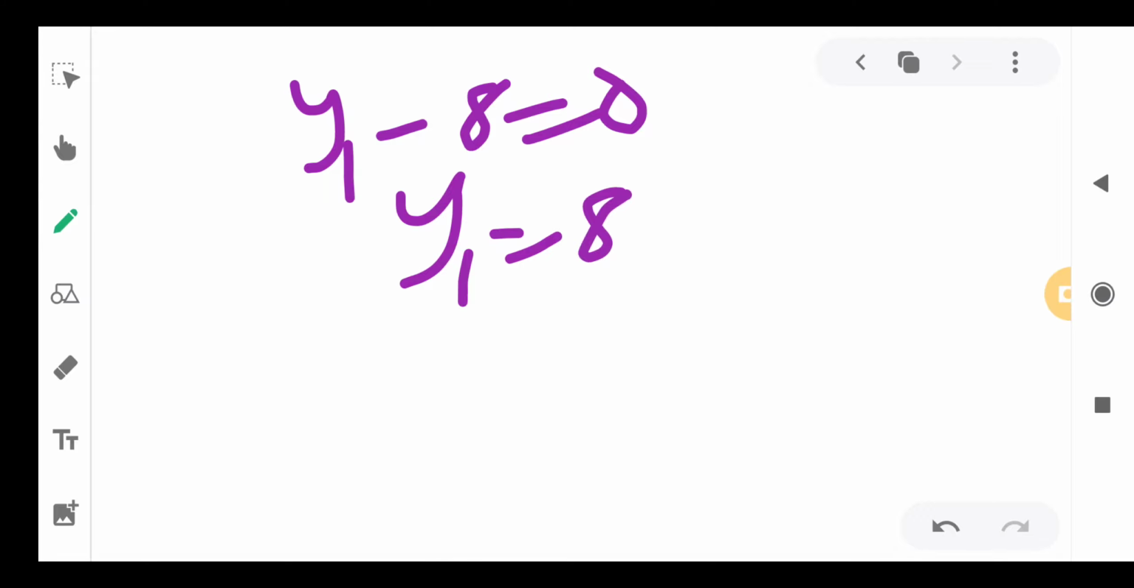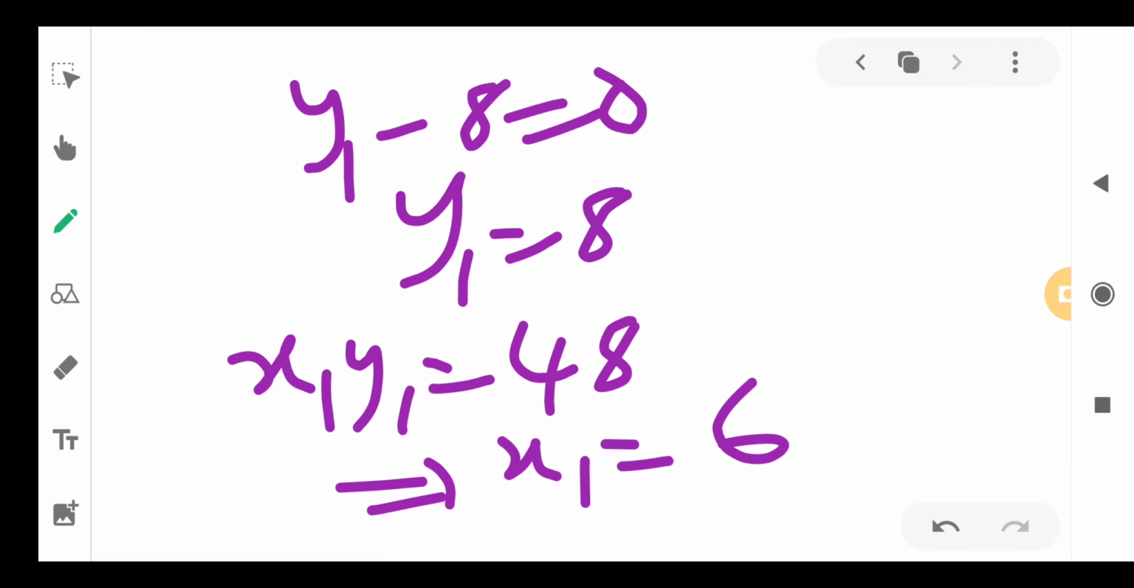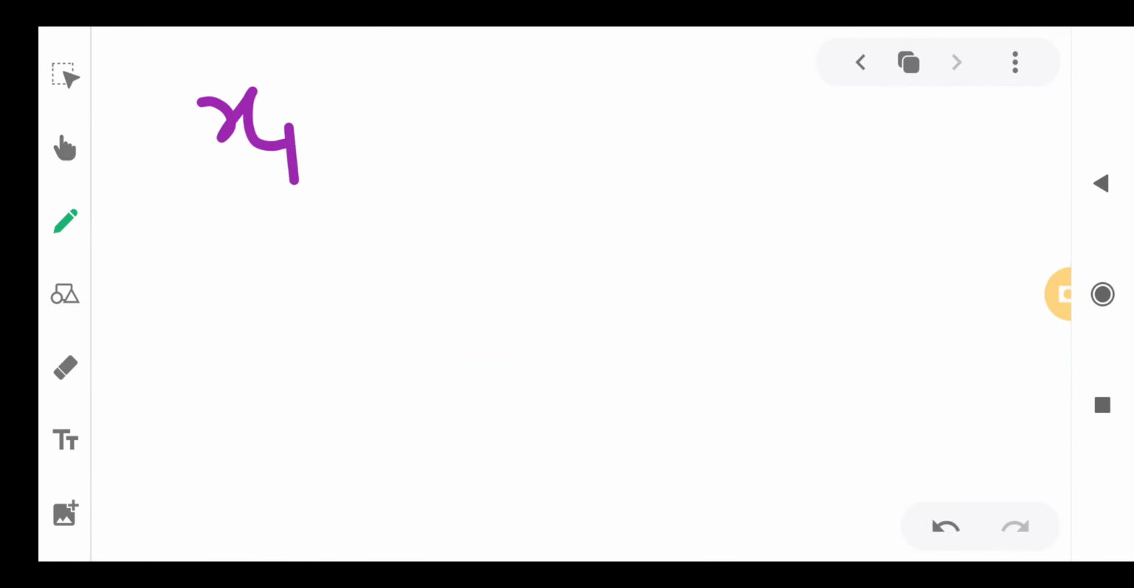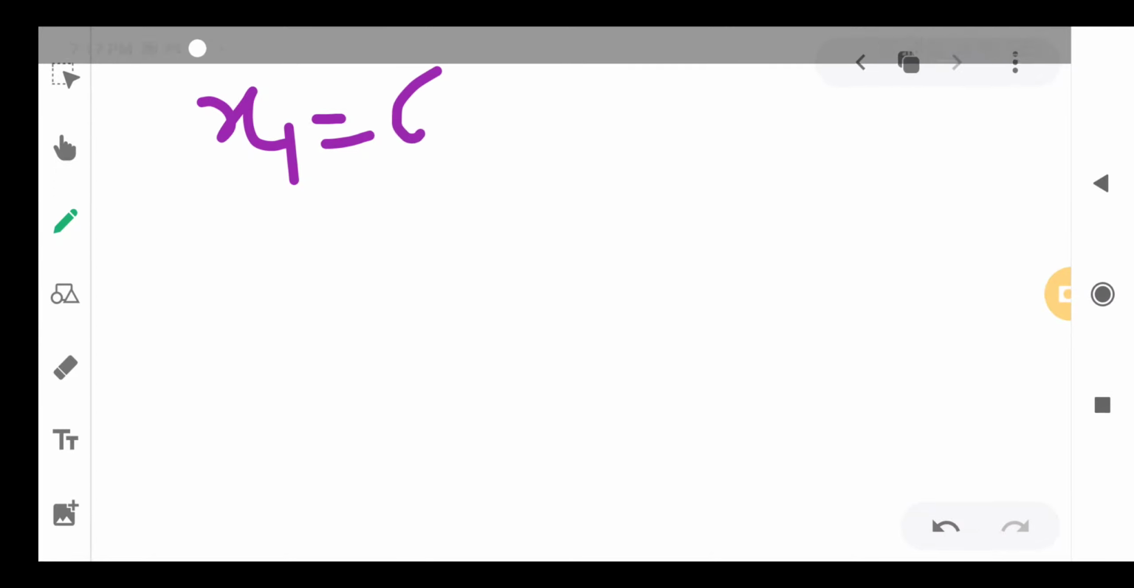There will be two roots. The roots are equal and the same, 8 and 8 only. So y1 is 8. Because x1 y1 is 48 and y1 is 8, x1 will be 6. Therefore we got x1 is 6 and y1 is 8, right?